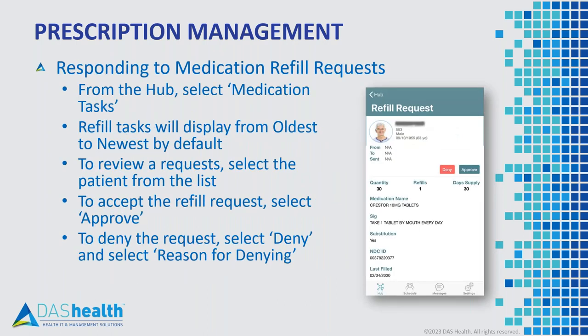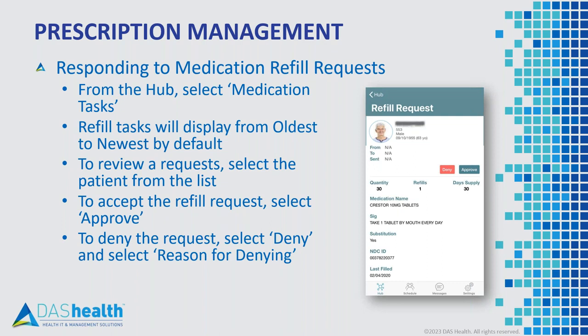So in addition to prescribing new medications, providers may also need to manage their medication refill requests. And it's an added benefit to be able to do that without having to go into the NextGen application on the computer. So the hub, remember that main landing page within the application, has that medication task category. That's going to display a list of all of the pending refill tasks that the provider has. Those tasks are going to be automatically sorted by oldest to newest, but that default order can be reversed as needed.